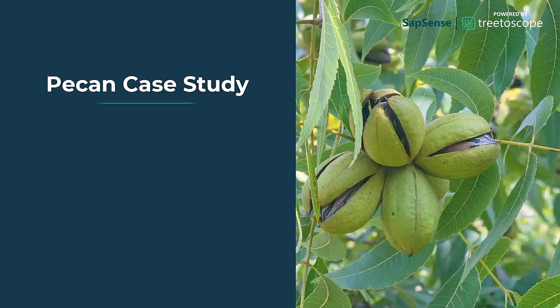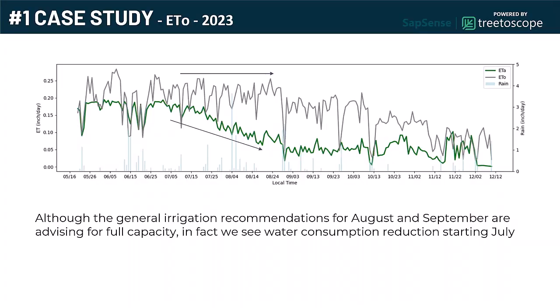The last case study is a pecan case study. And in this study, we're comparing ETo versus our ETa. And ETo, shown in gray, represents a reference evapotranspiration model. It's widely used to calculate irrigation management from a standard reference. And the ETa in green reflects the actual data captured by our sensors.